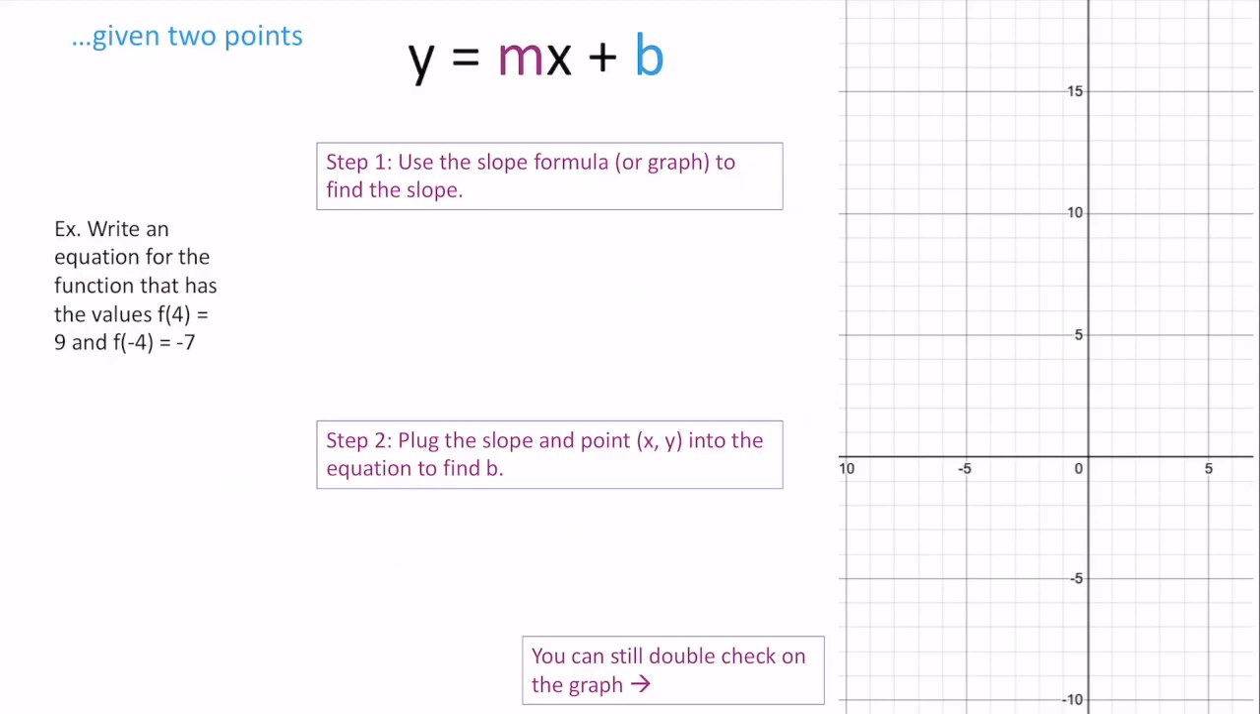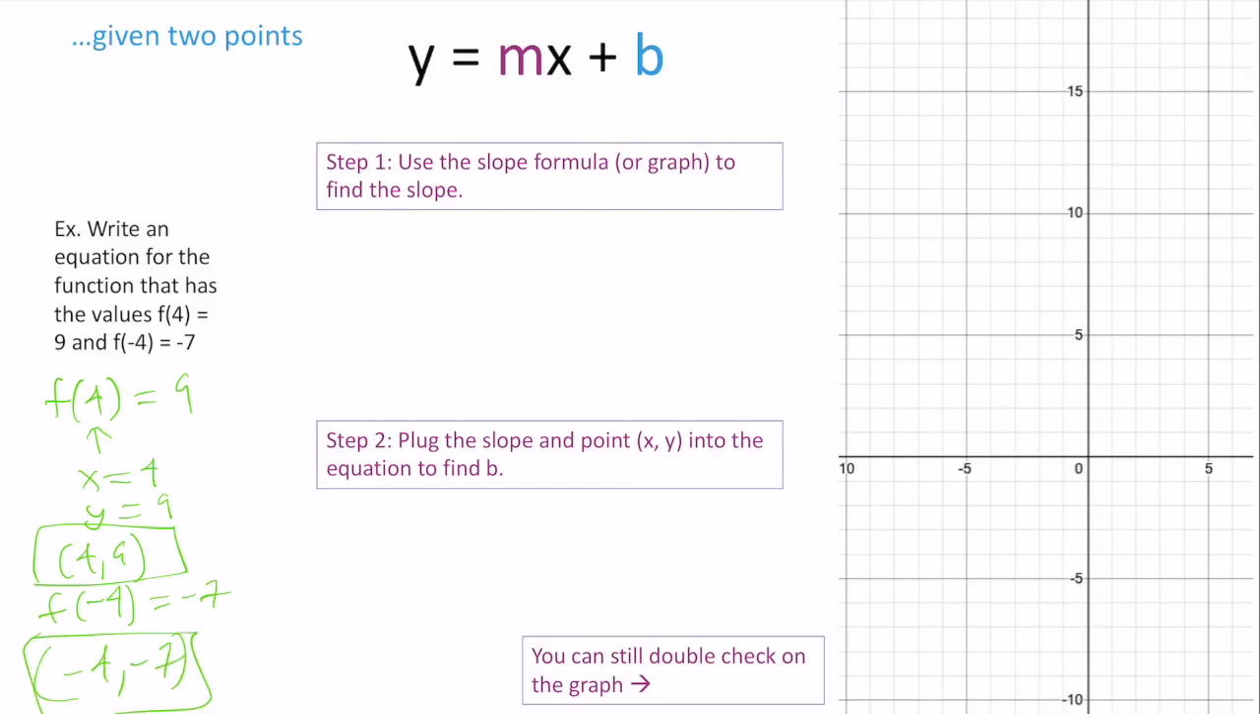So let's do one more of those again. And this just uses the function notation, so let's just review that really quickly. This says f of 4 equals 9. And that just means when we plug in an x of 4, we get a y value of 9. And again, we can write that as a point. So that's 4, comma 9. And then it says f of -4 equals -7, so we'll put a box around that. And all that's saying is when x is -4, y is -7. So we have another point. So again, we have 2 points just like we had on the last one.